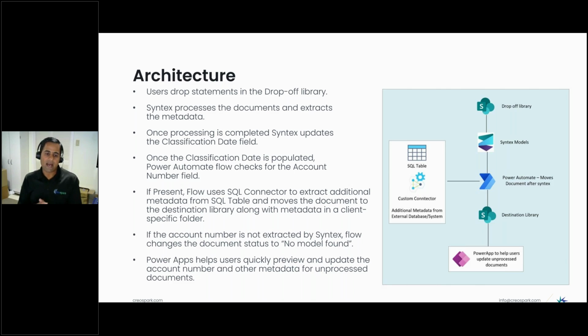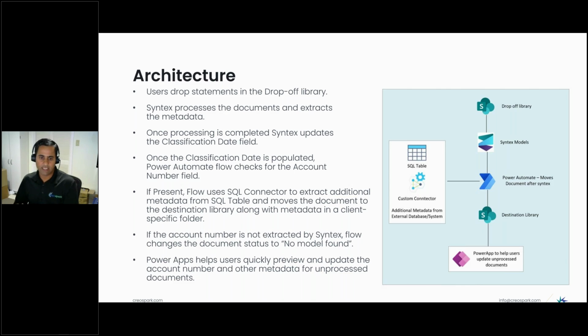You see that there is also a Power Up section at the bottom. Now, as I said, these documents differ in format when they are scanned, so not 100% of the time can Syntex process these documents, right? There are cases where Syntex might not be able to extract the information that we need, such as the account number. So what we did is, when Syntex is done processing these files, the Power Automate workflow, which we use to move the document, if it doesn't find the information it needs to move the document, it sets the status of the document to say that there is no model found for this document.